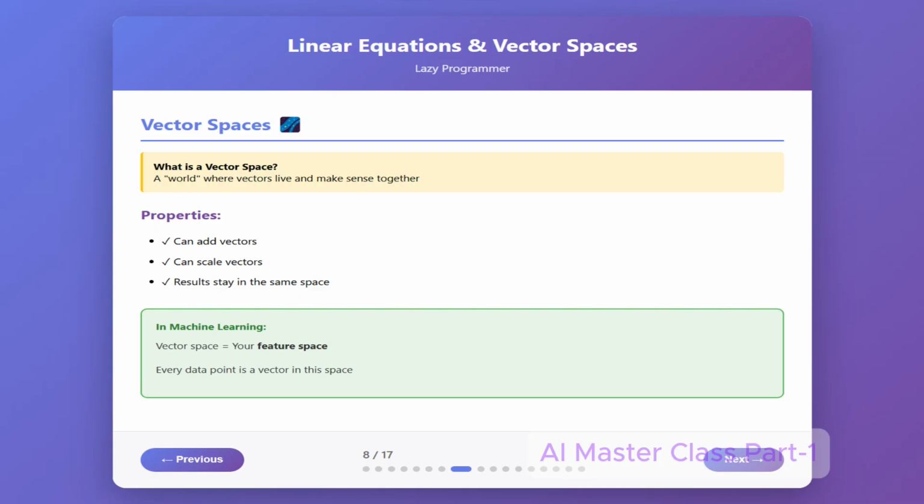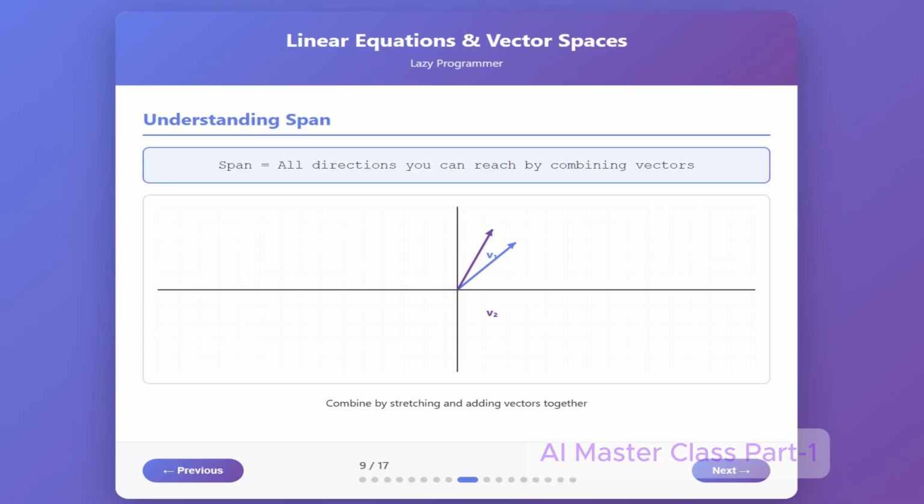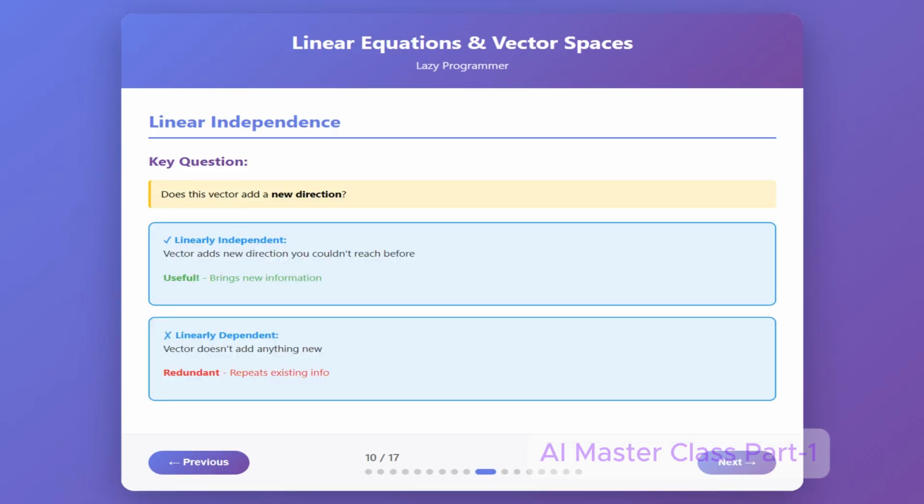Now comes the idea of span. Span simply means all the directions you can reach by combining those vectors. If you have a few vectors, their span is the entire region they can cover when you stretch them and add them together. Some vectors bring new directions, some don't add anything. This is the main idea behind linear independence. If a vector adds a new direction that you couldn't reach before, then it is useful. And if not, then it's basically repeating the information that you already have.